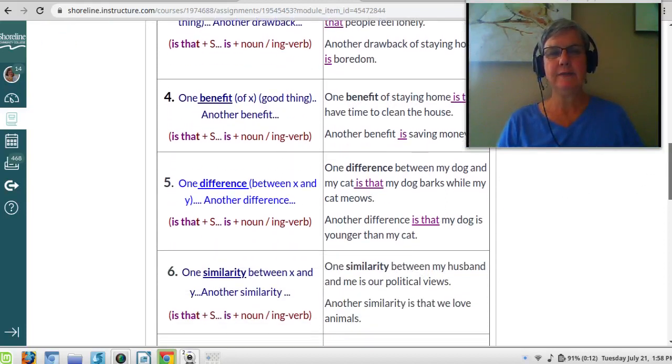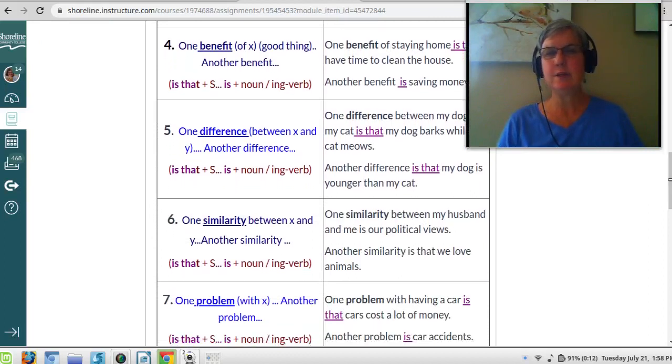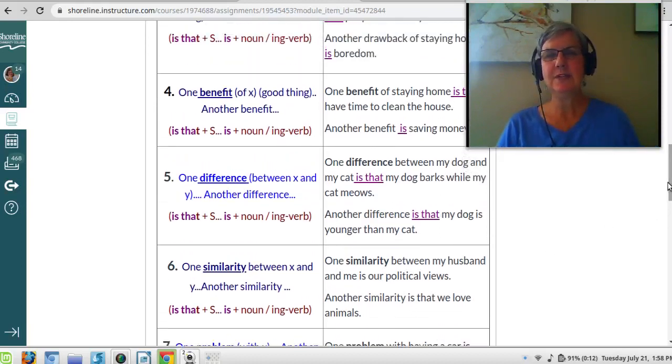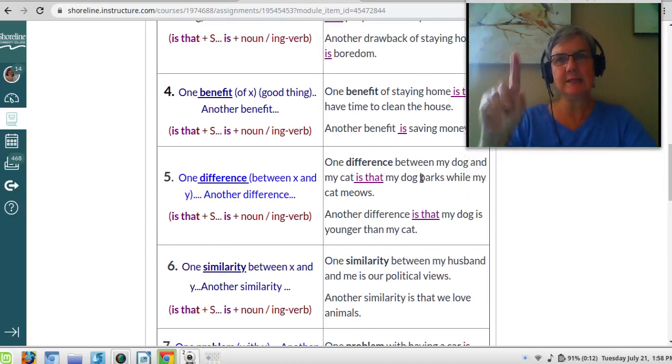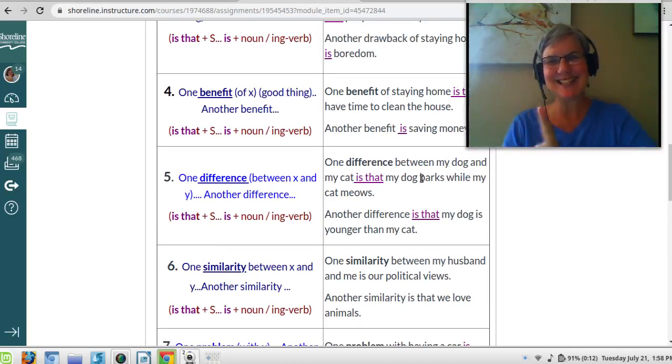Now for 5 and 6, we don't say of, we're going to say between. One difference between two things, my dog and my cat, is that my dog barks while my cat meows. Another difference is that my dog is younger than my cat. So one difference is that, another difference is that, after is that, I have a sentence.